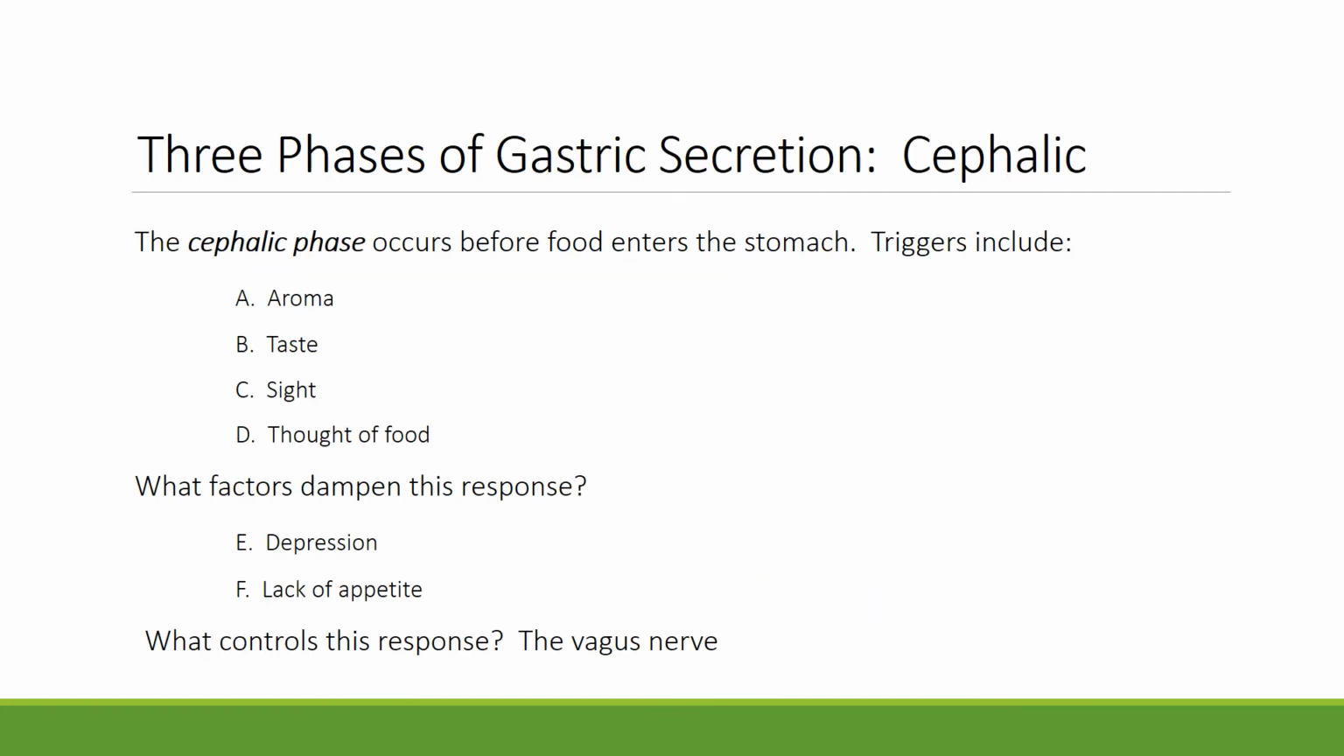The 3 phases of gastric secretion are cephalic, gastric, and intestinal, and we'll look at each of these. Let's begin with cephalic. The cephalic phase occurs before food enters the stomach. Triggers for this phase are aroma, taste, sight, and the thought of food. And there are certain factors that will dampen this response, like depression and lack of appetite. This phase is controlled by the vagus nerve.